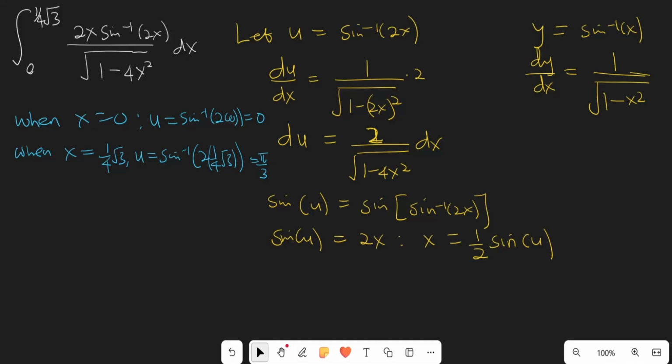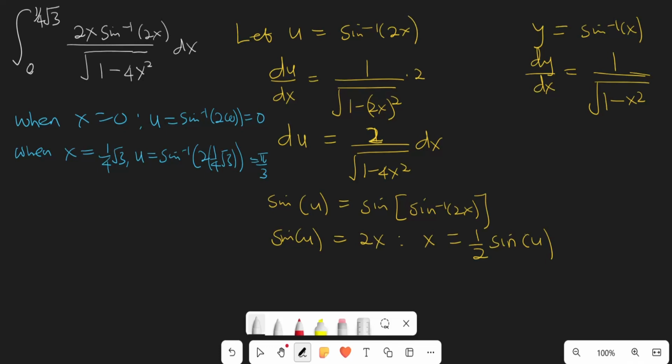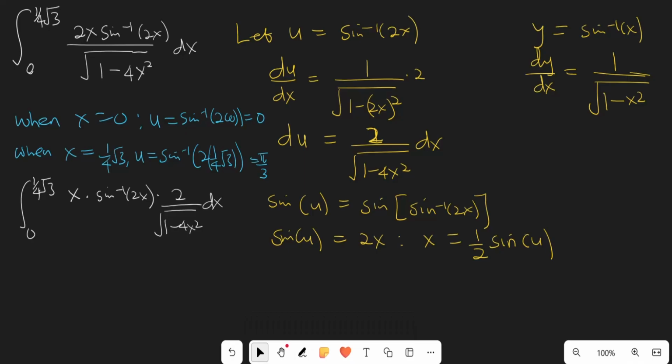So we can rearrange our integral as the integral from 0 to 1/4 square root of 3 of x times sine inverse of 2x, and then I will bring 2 all over the square root of 1 minus 4x squared dx. After rearranging this, we can now take everything from the x world into the u world pretty nicely.